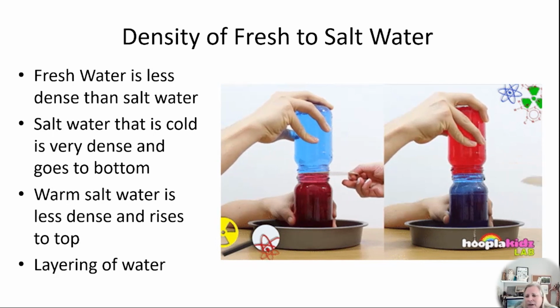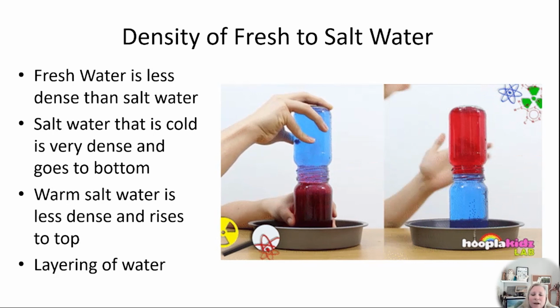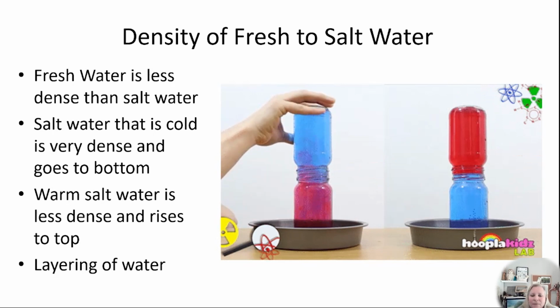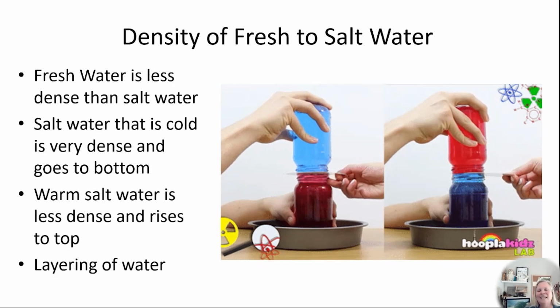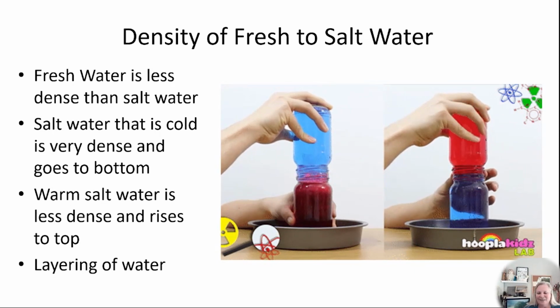Again, looking at the different layers. If you look to the far right, you see how those 2 layers do not mix. What happens on the one in the middle though? Can you guess which container has the warm water? And why it's going up. Again, idea of density and temperature. So again, that warm water is going to rise up and displace the other.